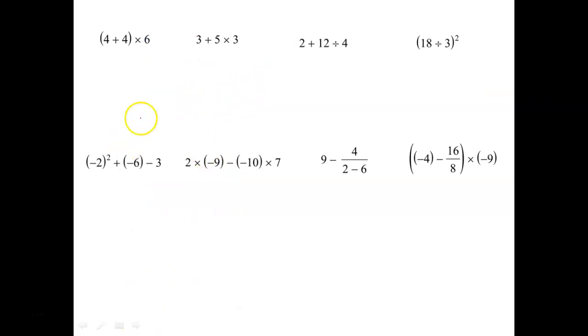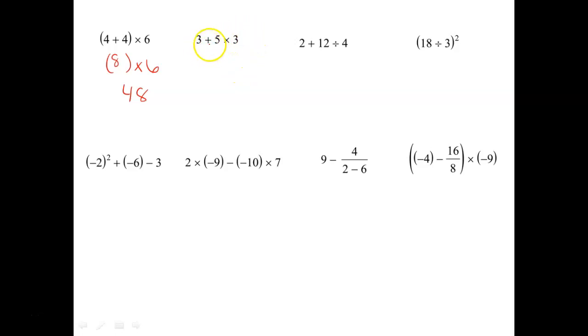All right, so first few problems, you have 4 plus 4 times 6. You're going to work what's in parentheses first. 4 plus 4 is 8, and then 8 times 6 is 48. I want you guys to be able to do it without a calculator if needed. I need you to understand that, okay?